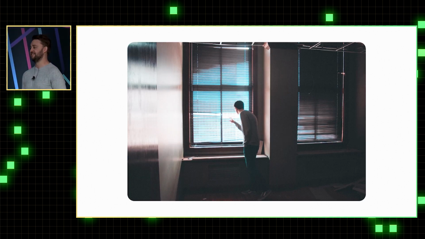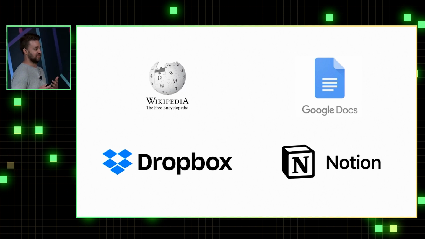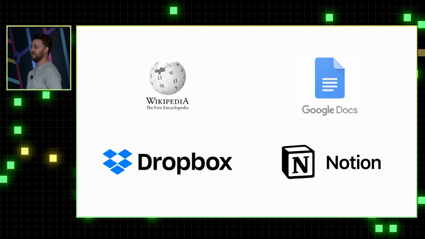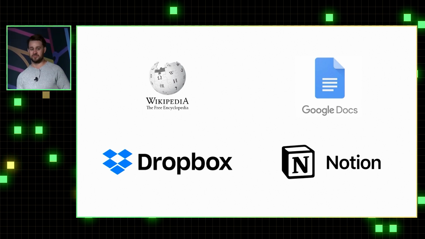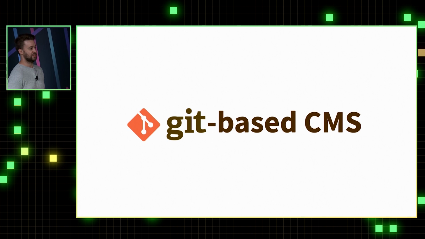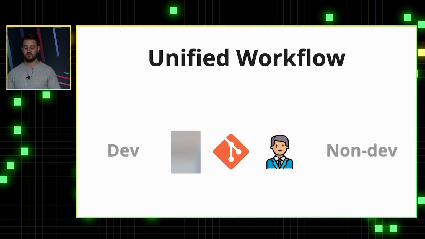And so if we peer through the blinds of what the other people are using, we have things like Wikipedia, Dropbox, Google Docs, Notion. These all have elements of what is possible with Git: version control, content collaboration, some sort of concept of pull requests or reviewing things. But none of these can really hold a candle to what's possible with Git. And so that's really what a Git-based content management system is trying to achieve. It's bringing the power of the workflows of Git to a less technical audience and making this technology more accessible.